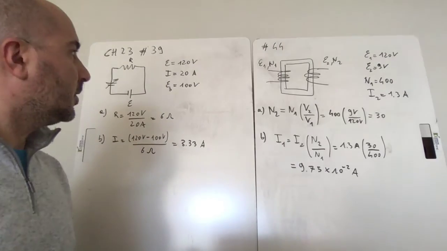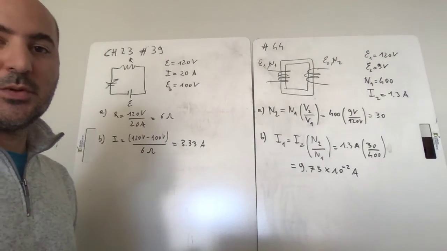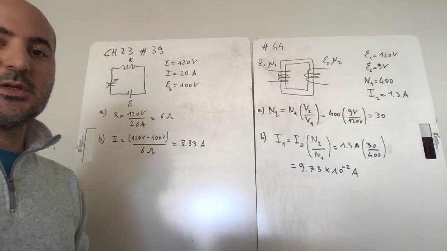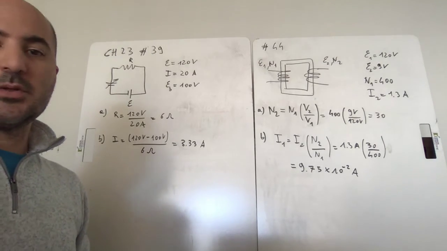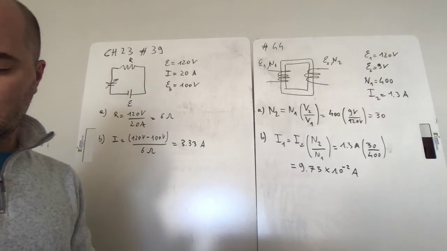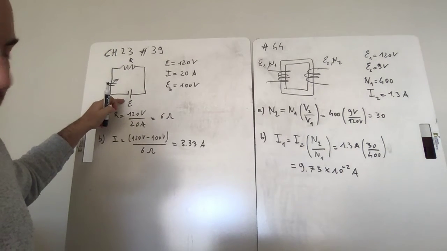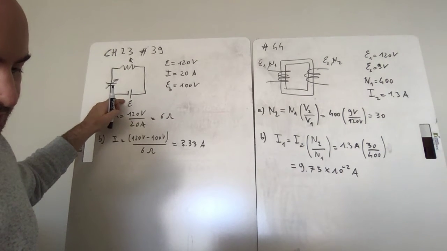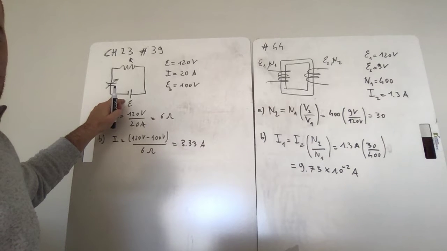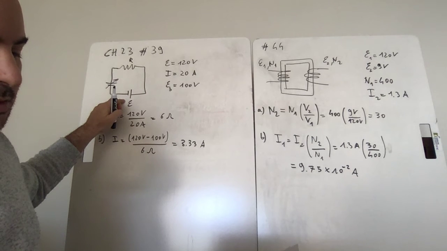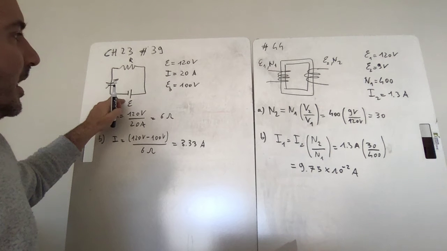Okay, so here's two more problems from chapter 23. The first one is number 39 about back EMF. So we have a motor, epsilon, that produces 120 volts and it draws 10 ampere.